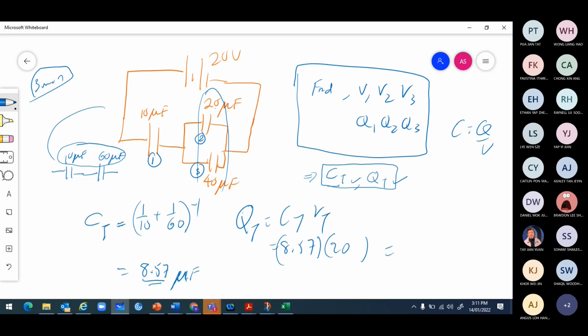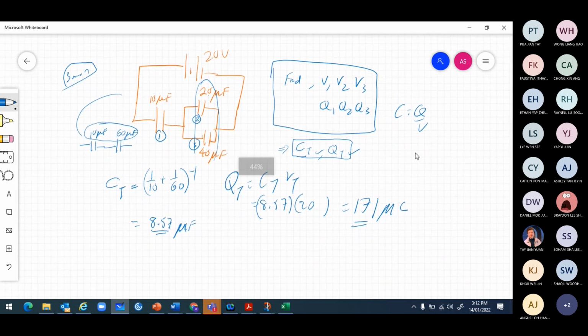So the total charge stored in this circuit is 20 times 8.57. You get 171, to 3 significant figures. 171 microcoulomb, right? It should be microcoulomb. This is the total charge stored.